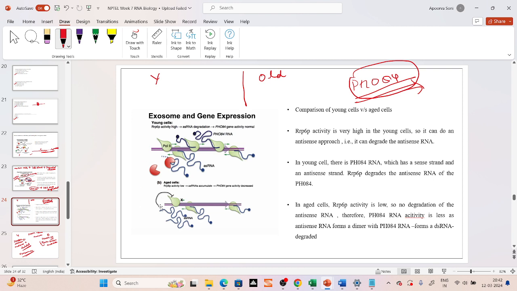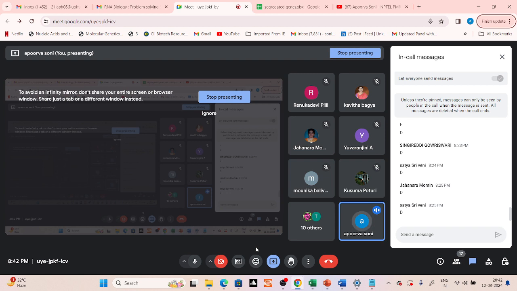Whereas in old, aged cells, because this exosome RRP6 is not expressed, this activity is very low. Therefore, the antisense portion is not degraded. Therefore, the expression of 484 is very less. This is how the activity of exosomes regulates the expression of RNA. Is it clear? How the activity of exosomes is regulating the expression of RNA.